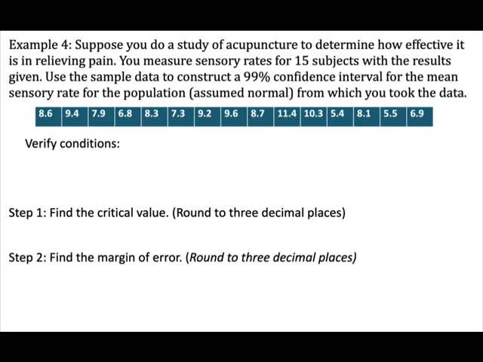Okay, first, verify the conditions. Simple random sample. Okay, we believe this is a simple random sample. And then we're gonna look at the sample size. We have 15 students, right? So n equal to 15, which is less than 30. But they're gonna state that the population is assumed normal. Okay, so we assume the original population is normally distributed.